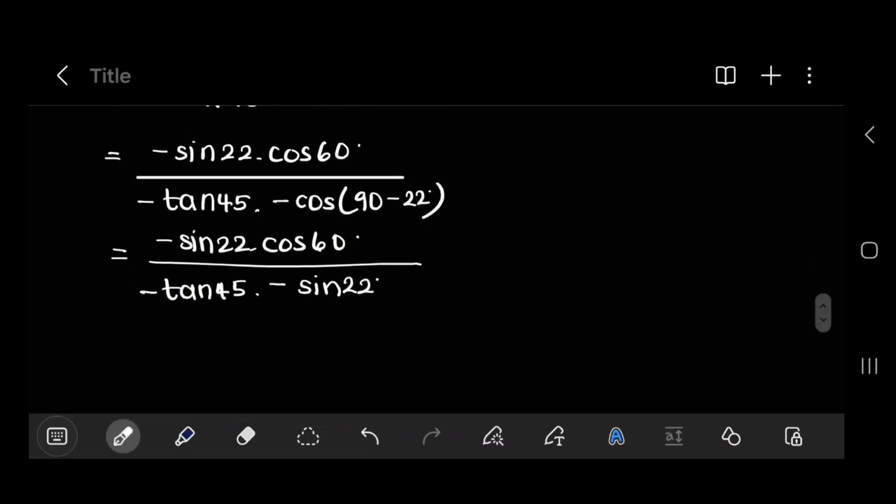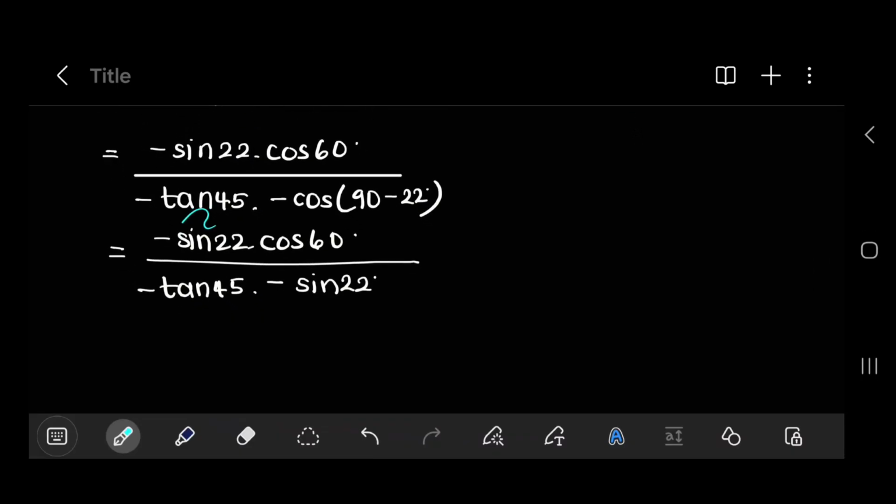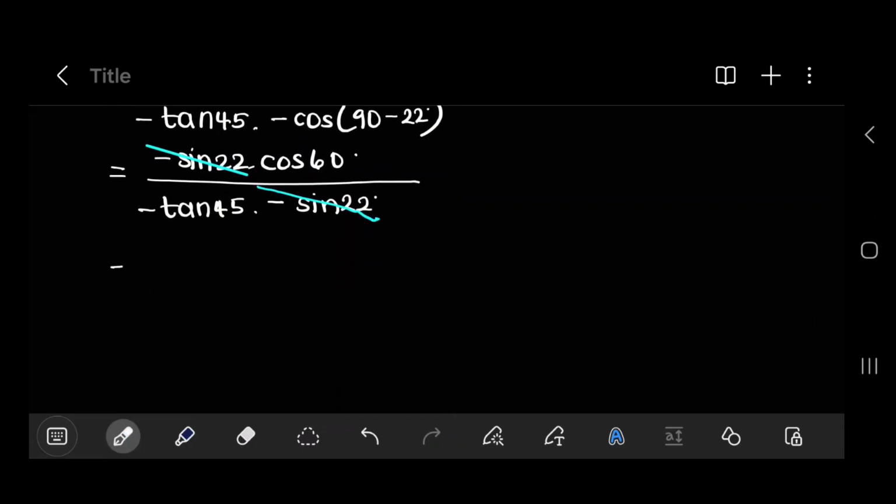Now what we notice here is that the negative sine 22 from the top and the negative sine 22 from the bottom cancel out with each other. Now we're just left with special angles and we can substitute their values. Cos 60 degrees is 1 over 2. Then we have a negative, and tan 45 is just 1 over 1, which is 1. So a half divided by negative 1 is negative a half. And that cannot be further simplified, so that is your answer.